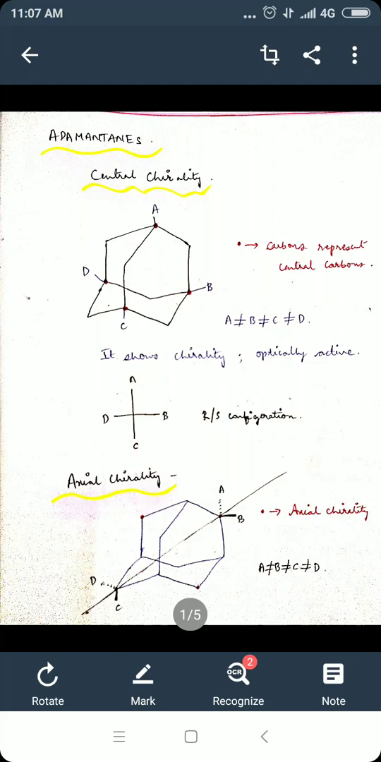Hi students, let us learn the stereochemistry of the adamantane and also the chirality in them. Now in adamantanes, we have two kinds of chirality. One is the central chirality and the axial chirality.